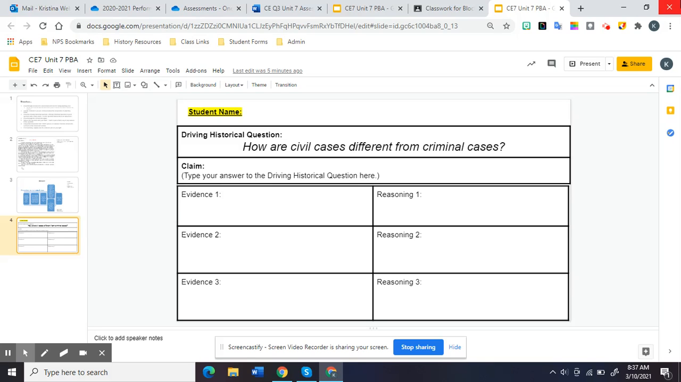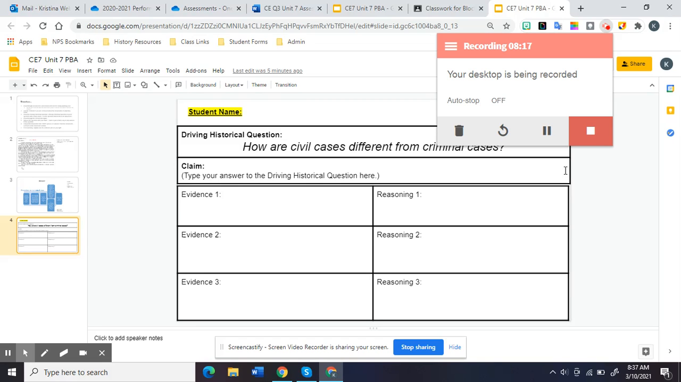Now, this has to be done. This is not optional. Do it today. Get it done. I do not want to have to call home about a PBA. And the quicker y'all all finish, the quicker we can stop talking about it.